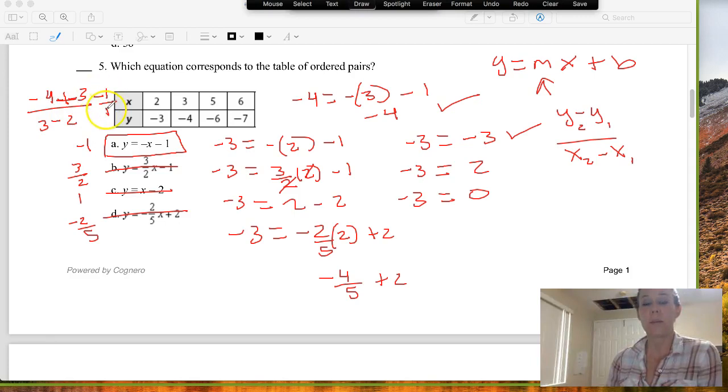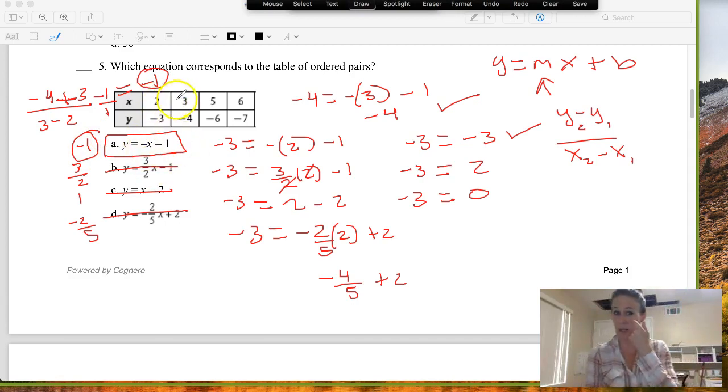And negative 1 divided by 1 is just negative 1. So the slope for this chart would be negative 1, and once again, it would be A. So that's the other way you could do it if you don't want to plug in all of these points to see which ones of them work in which equation.